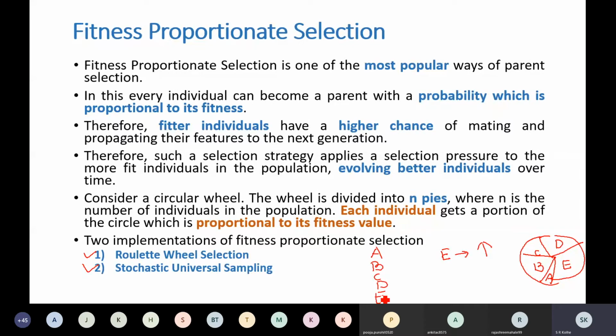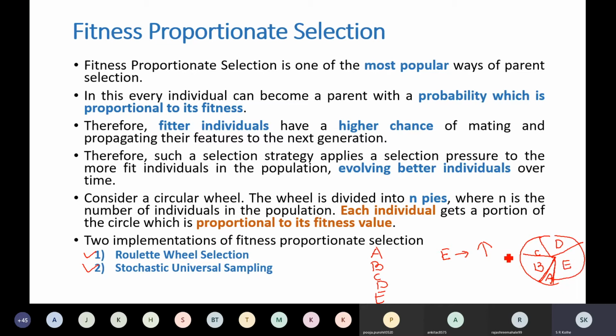Which one is least fit? A. Correct. A is least fit because it has lesser area on this roulette wheel. So its fitness value is smaller. Therefore, it has smaller area on this wheel. E has got highest area on this circular wheel.